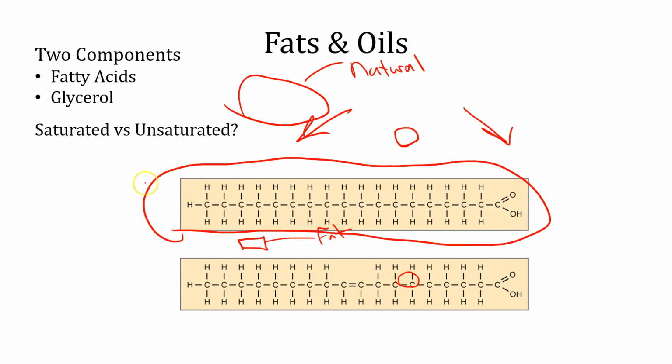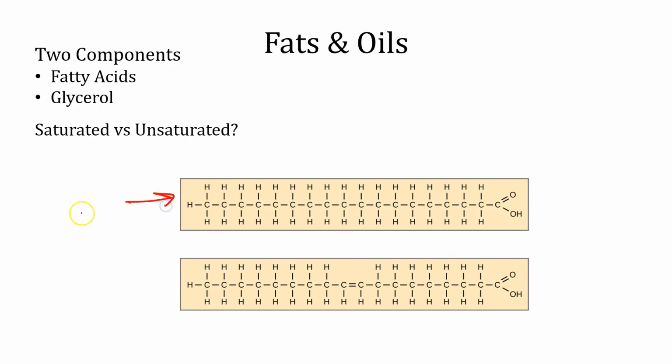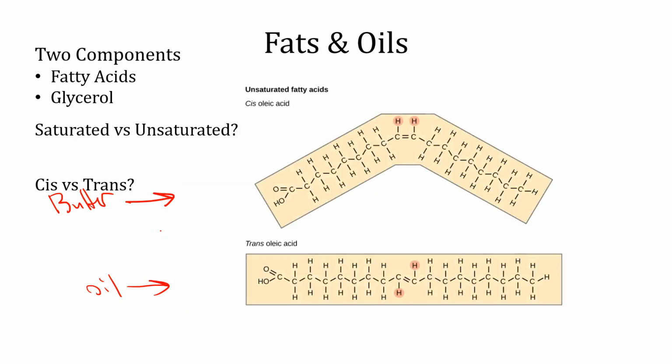Remember, we said the saturated fats, these ones without any double bonds, are things like butter, right? Whereas the ones with the double bonds are things like oil. Well, when you make it a trans oil, where you take the fatty acid and make it so that the shape of the double bond is like this and not like this, then it ends up being very much like a saturated fat in its consistency.